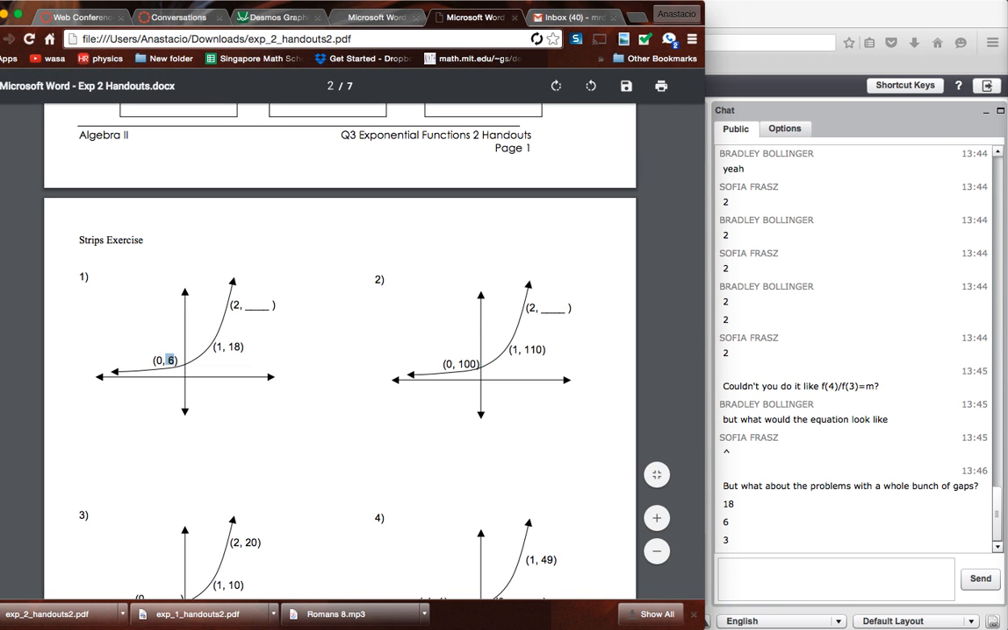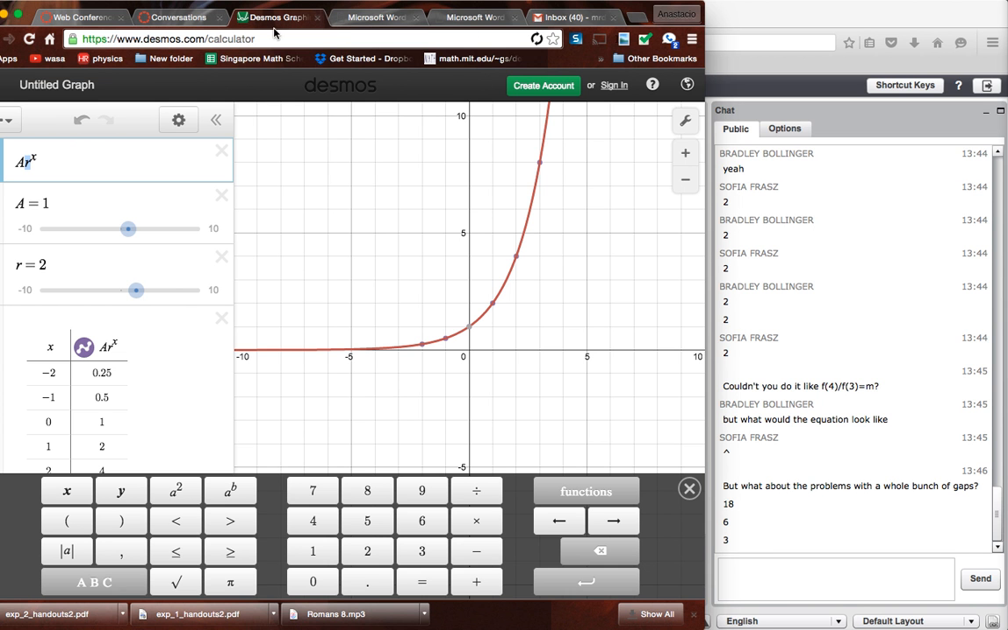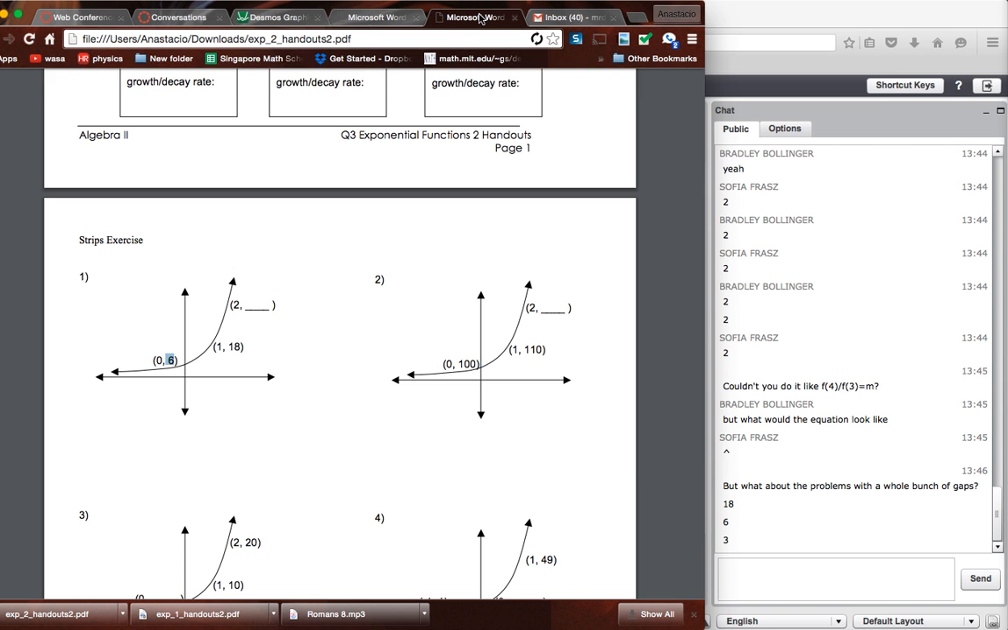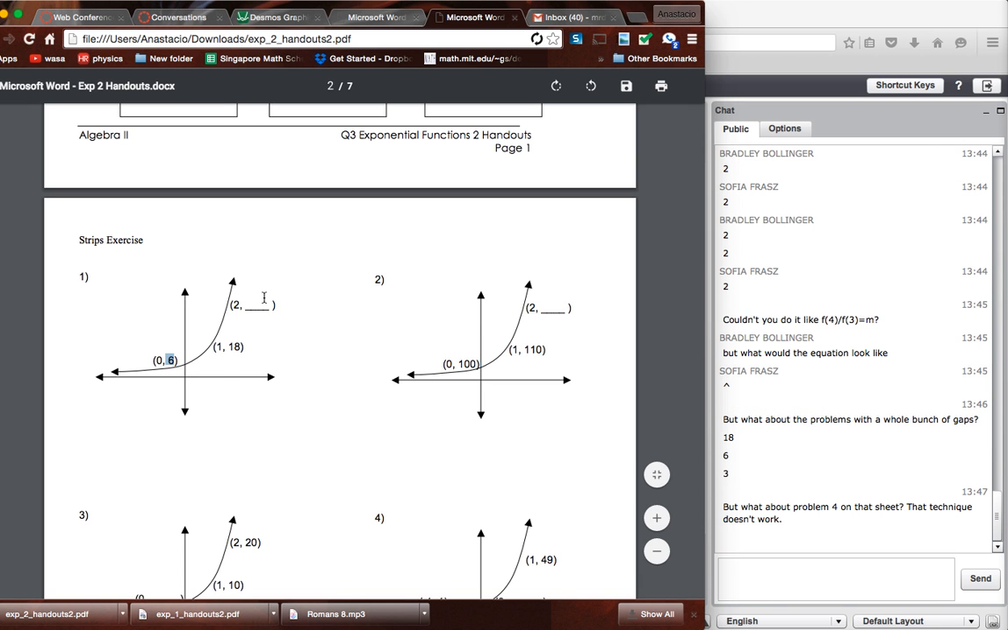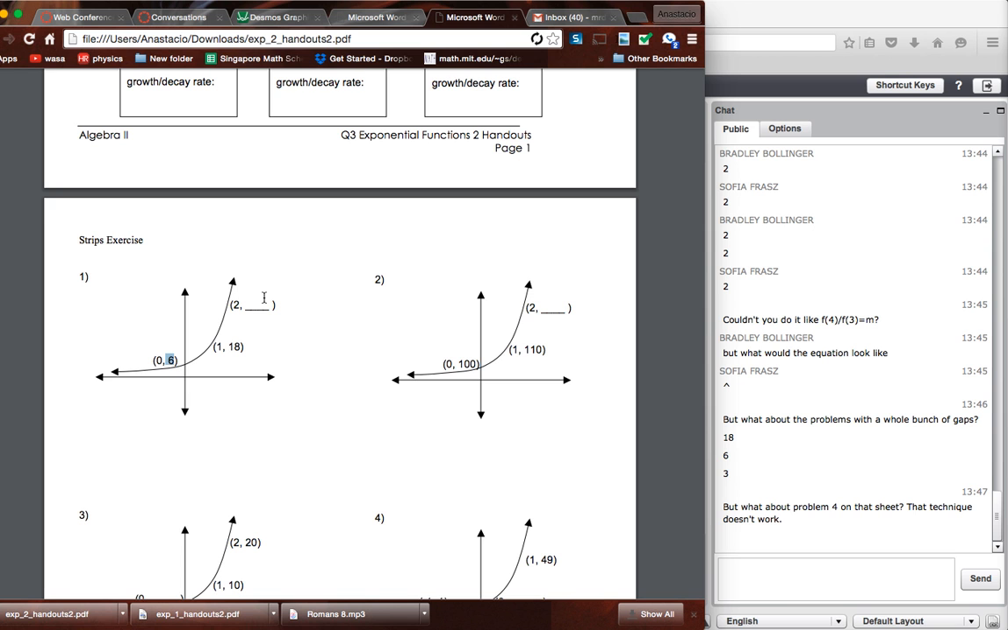Okay. So if I said r is equal to 3, then I should have that graph that I had over here, right? 0, 6, 1, 18, and so on. But here's the thing. I see what you're saying. You're saying, hey, wait a second, that technique doesn't work. Okay, let me ask you this.